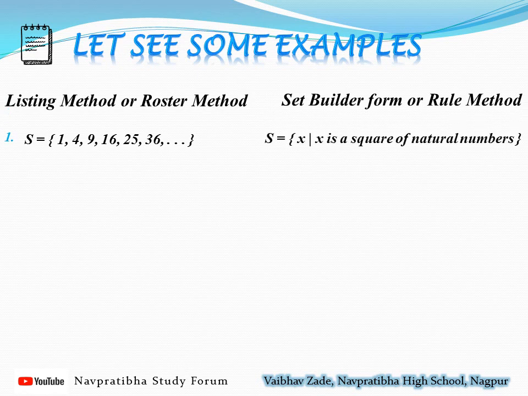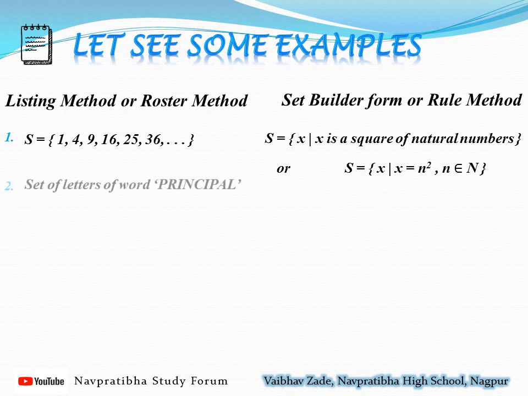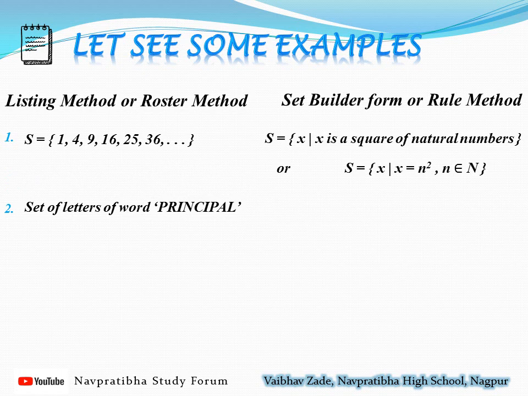In set builder form, we can write it as S is the set of all x such that x is a square of a natural number. Or in another way, S is the set of all x such that x equals n square and n belongs to capital N. Here I write the equation x equals n square, and another variable n belongs to the natural numbers. And second, the set of letters of the word principal.